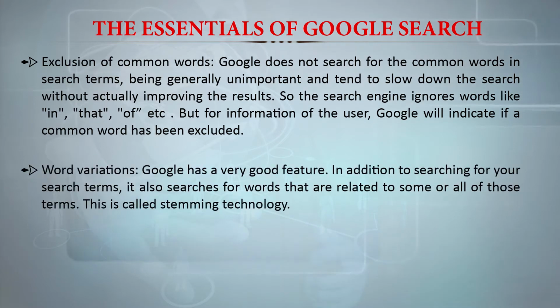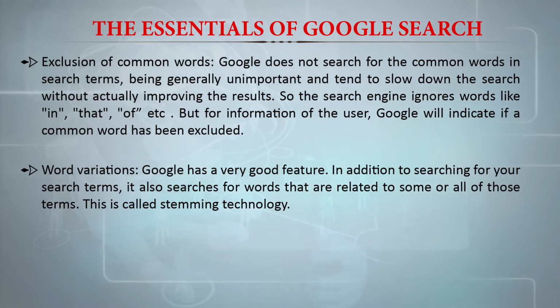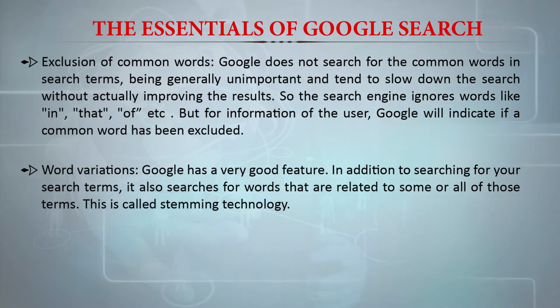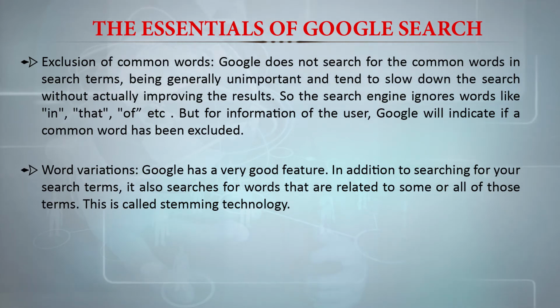Google has a very good feature. In addition to searching for the search terms, it also searches for words that are related to some or all of those terms. This is called stemming technology. I want you to write a short note on the stemming technology. If you want, you search on Google and make a small one-page write-up on stemming technology and its advantages and disadvantages, and let's also discuss it in the discussion forum.